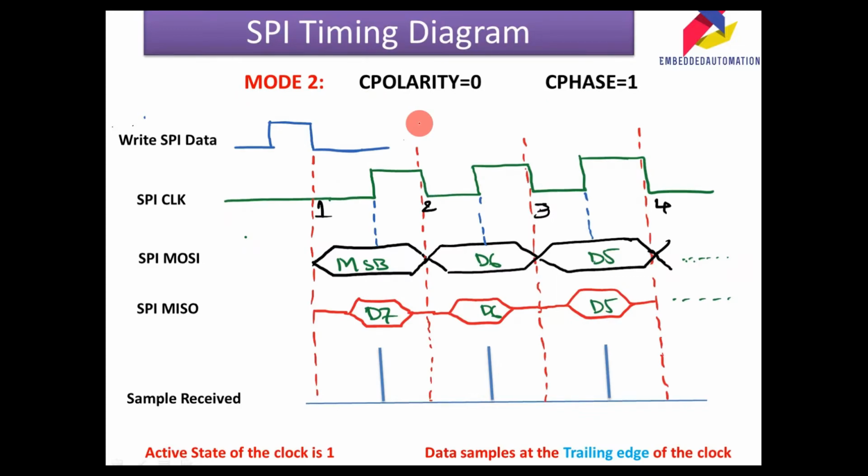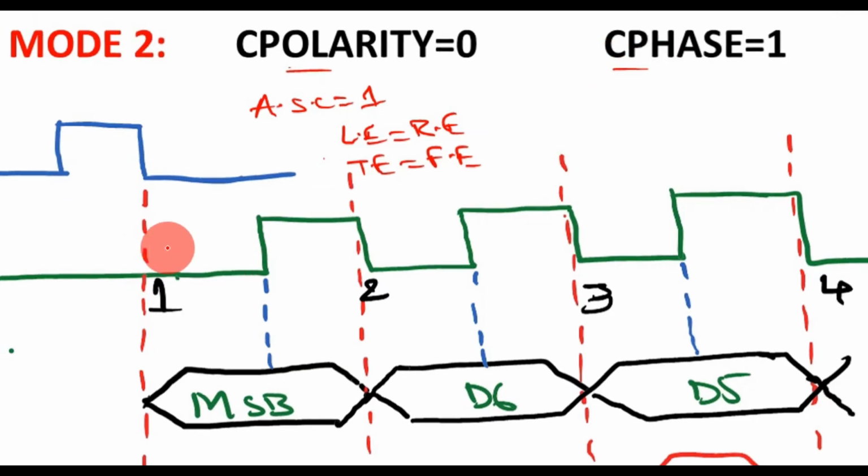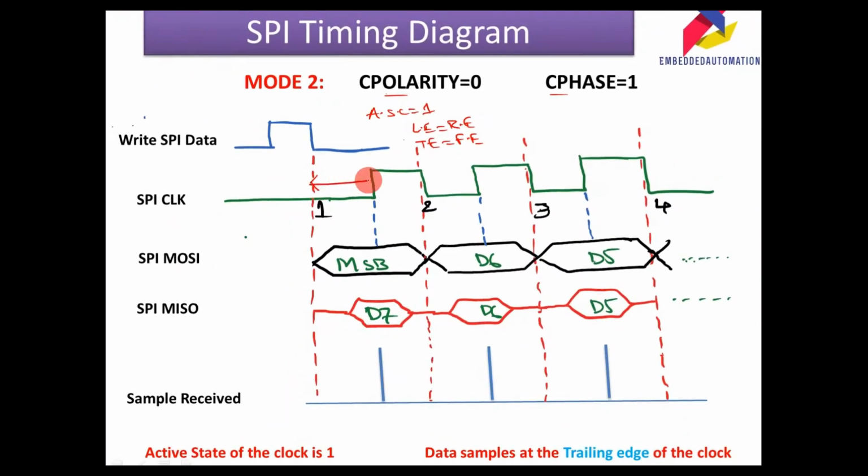So coming to mode 2, in this mode the clock polarity is configured as 0, meaning the active state of the clock is 1, and clock phase is configured as 1. The data will be sampled at the falling edge or trailing edge of the clock. You can see the clock polarity is configured as 0, active state of the clock is 1, the leading edge is a rising edge and the trailing edge is a falling edge, and we configure the clock phase as 1, meaning the SPI clock starts after some delay. We can find here, this is the delay.